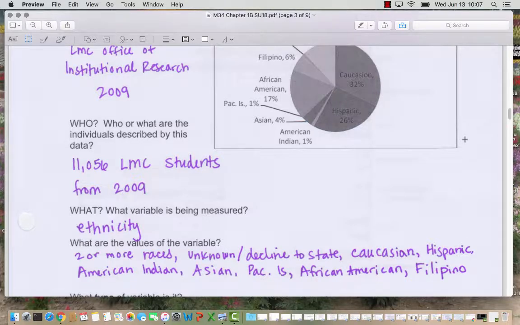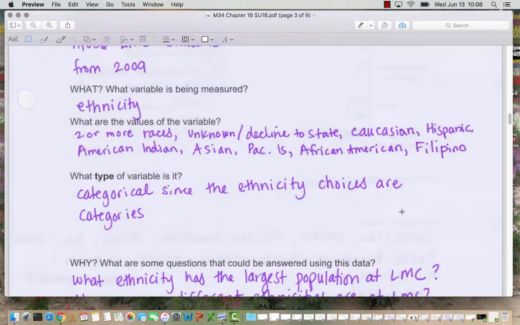So what's the variable being measured? Well, they're asking students about their ethnicity, so that's the variable, the overarching category that we're studying. And then the values are the different choices that students were given to answer. So those are 2 or more races, unknown, which we can think of as declined to state, Caucasian, Hispanic, American Indian, Asian, Pacific Islander, African American, Filipino. So all the different ethnicity choices that were given to students in this survey.